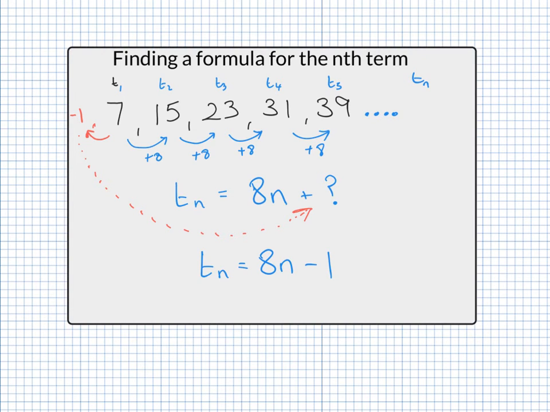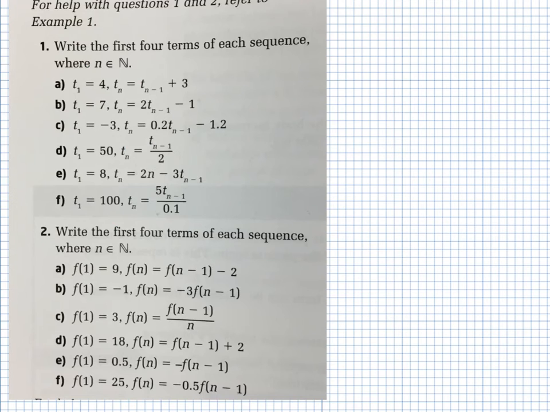And we can always substitute to see if we're right. If n is 1, 8 times 1 is 8, minus 1 is 7, and we do get the answer 7. If n is 2, 8 times 2 is 16, minus 1 is indeed 15. If n is 3, 8 3s are 24, minus 1 is 23. So we're right. So here's the homework.